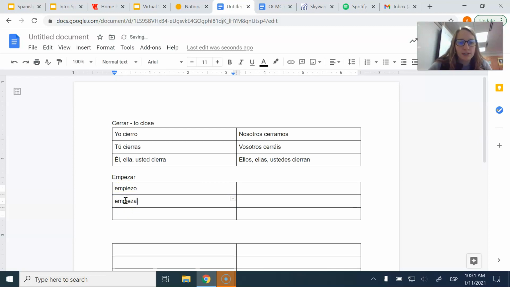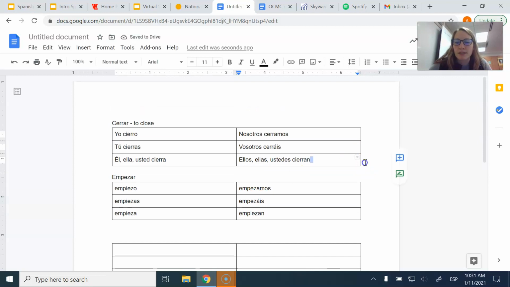Tú empiezas. Él, ella, usted empieza. Now we're out of the boot, so I'm not going to change the stem. Empezamos. Nosotros empezamos. Vosotros empecéis. And ellos, ellas, ustedes, back in the boot, empiezan.